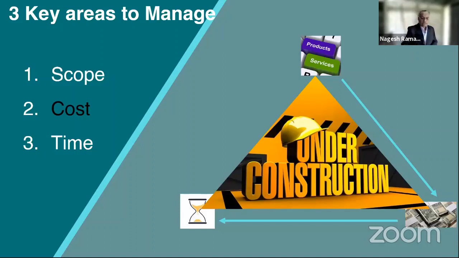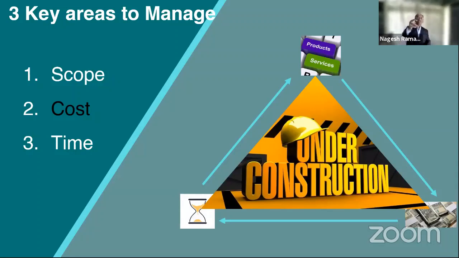And this triangle is called the project management triangle. So there is a defined scope, defined cost, defined time in which a project has to be done. If any one of them changes in this triangle, the triangle is no more isosceles. It becomes oblique or acute. So what do you do? Our job is to bring the project back into this triangle.